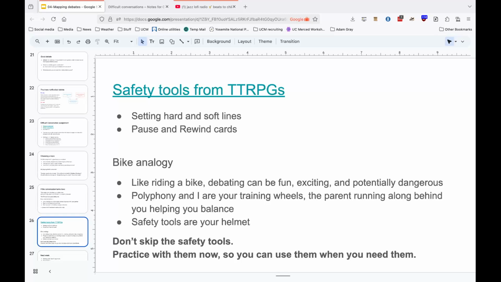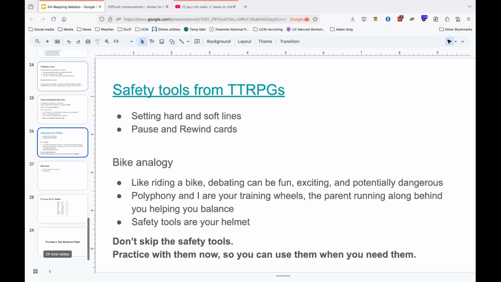Polyphony are your training wheels, or the parent running along behind you to help you balance. We are here temporarily to help you figure out how to do this well, but we're not going to be around beyond the semester. Beyond the semester, you can use things like these safety tools. You can even do it informally in conversations with your family members. These are techniques that I use when I'm debating with my conservative family member all the time. In that respect, they're like a helmet for riding your bike, a piece of safety equipment that you can use forever.